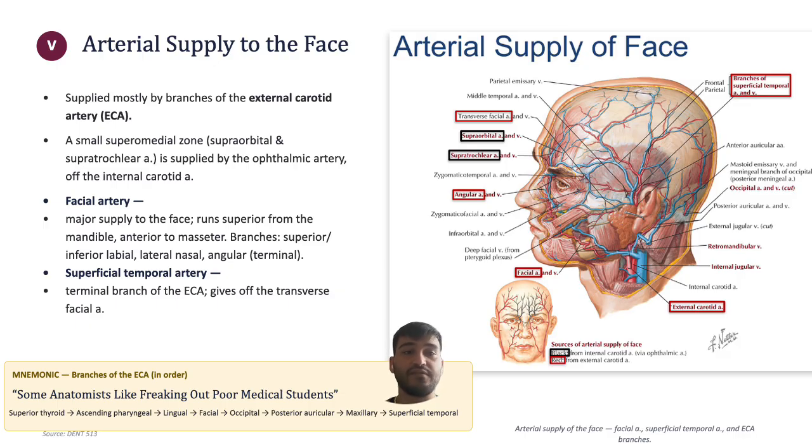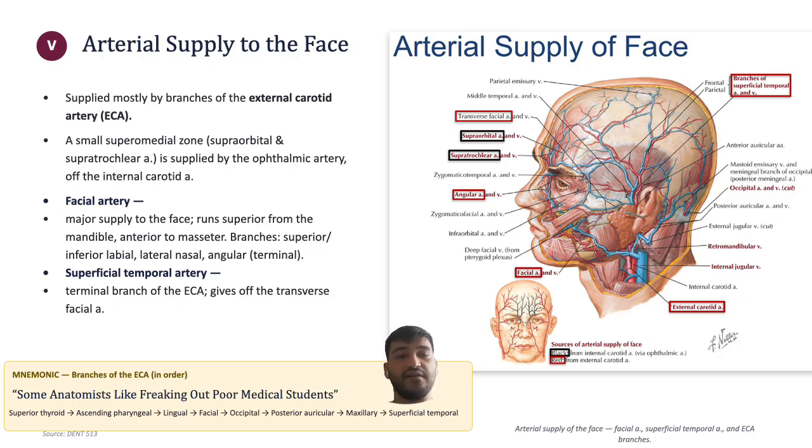So, the arterial supply of the face is mainly supplied by the external carotid. We have a small superomedial zone with the supraorbital and supratrochlear arteries, which are supplied by the ophthalmic artery of the internal carotid. That's a smaller part, but we should always focus on the ECA here. And then we have the facial artery, which is the big one. It's very twisty. When we see it on the cadaver, it's super, super twisty.